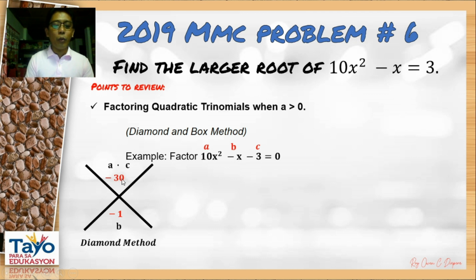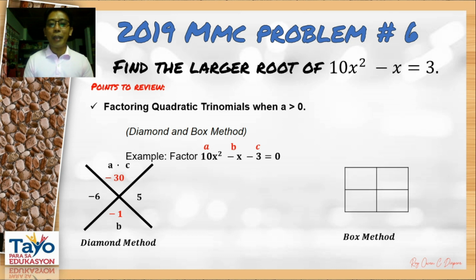So what will we do with negative 30 and negative 1? We will look for two factors whose product is negative 30 and their sum is negative 1. Of course, tama po kayo. That is negative 6 and 5. So what shall we do with that negative 6 and 5? We will use these two factors in the box method.